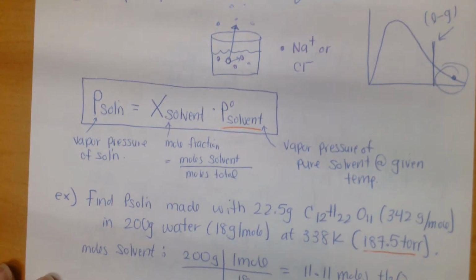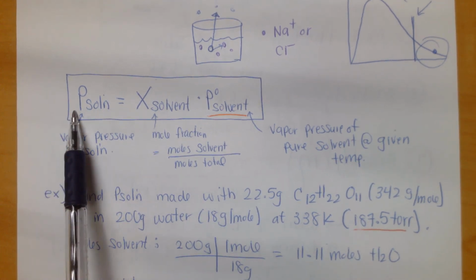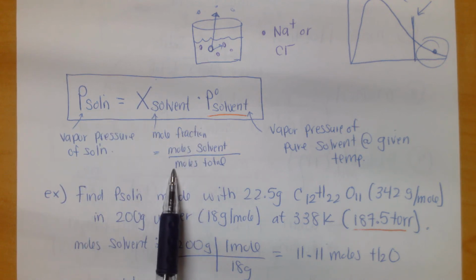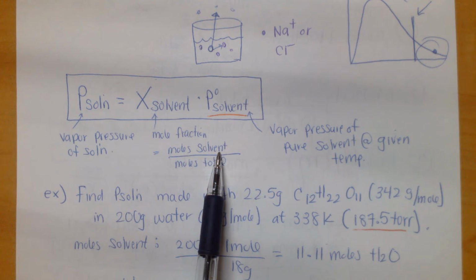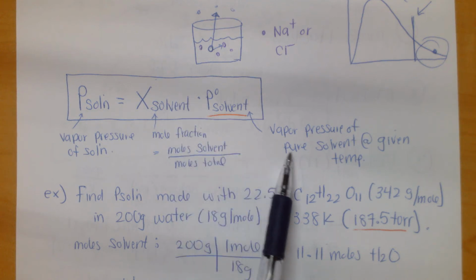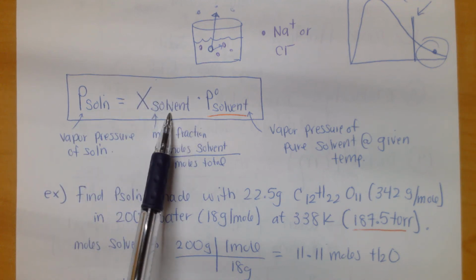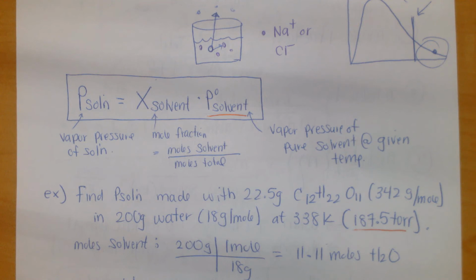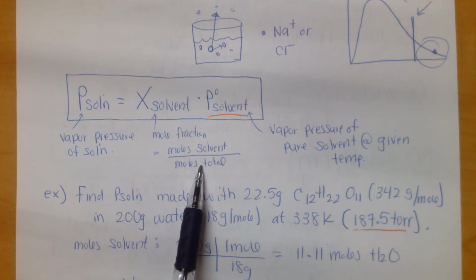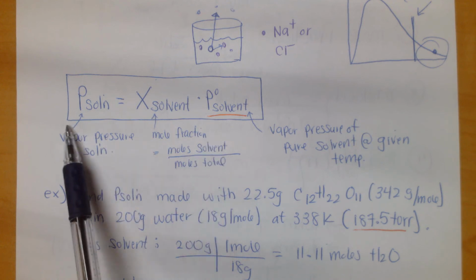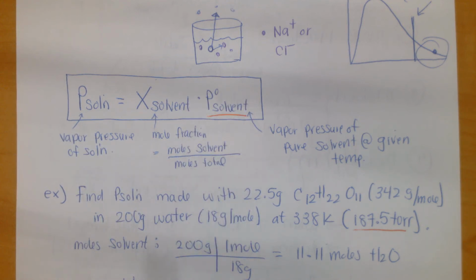Also, because they're forming such strong ion-dipole bonds in solution, it's preventing more water molecules from escaping as well. Okay, so the vapor pressure of the solution is equal to the mole fraction, expressed in terms of the solvent this time, not the solute, times the vapor pressure of the pure solvent at a given temperature. So X times the pressure of your pure solvent. This can be calculated. If you had to do a problem like this, your pure solvent pressure would be given, or you'd be able to find it in a table.